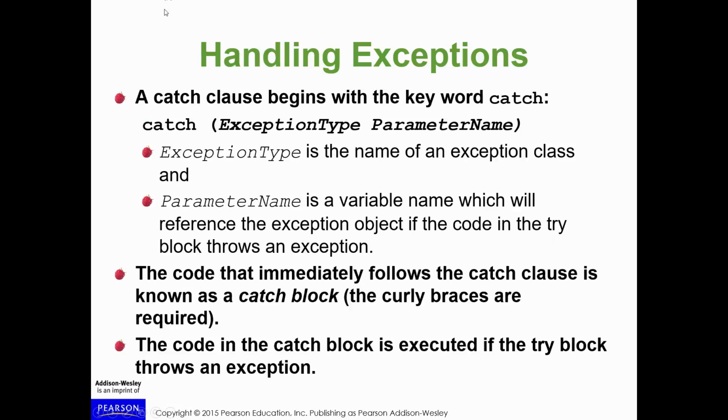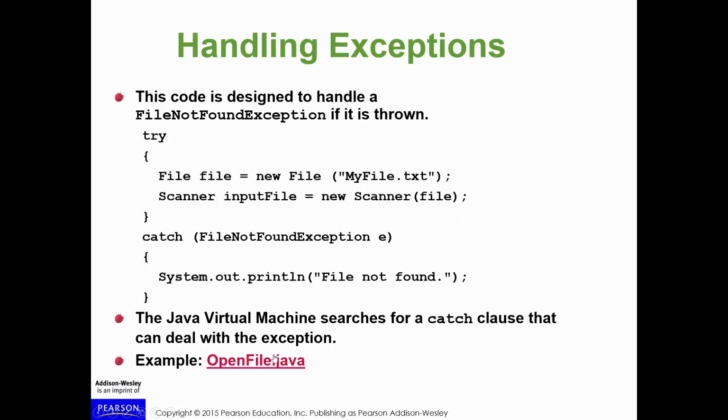So after the try block, you put in a catch block. The catch begins with the keyword catch, followed by the type of exception you're trying to catch. The code that follows the catch is known as the catch block. The catch block is executed only if the try block throws an exception. So in the example on the screen, if these two statements in the try block both succeed, you skip the statement in the catch block. If either of the statements in the try block fails, you immediately jump to the catch block and do that statement.